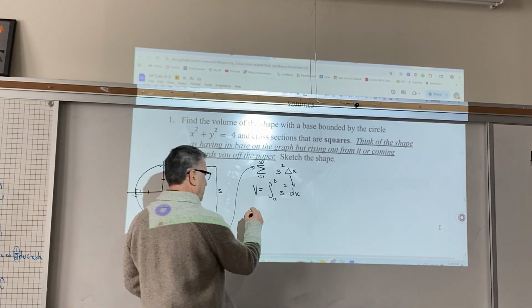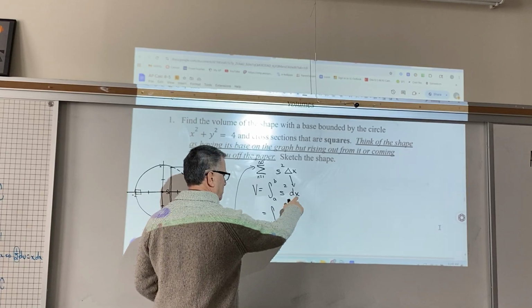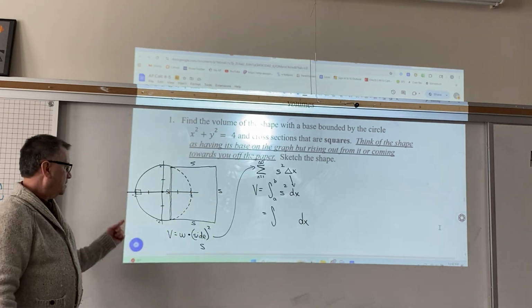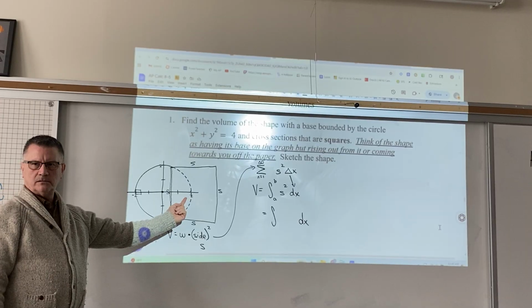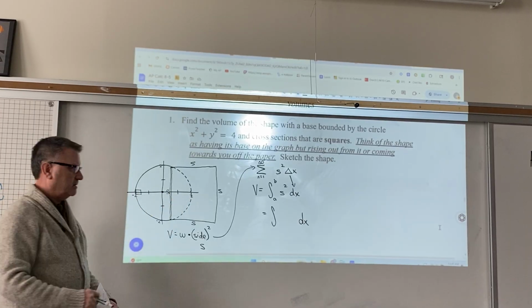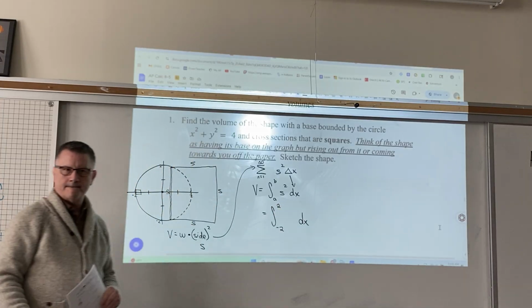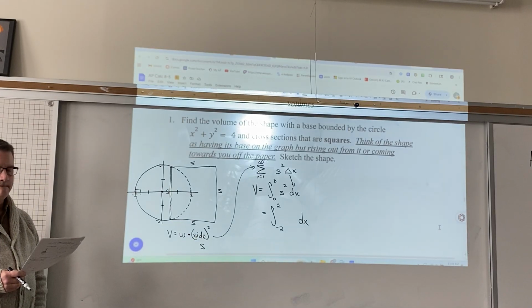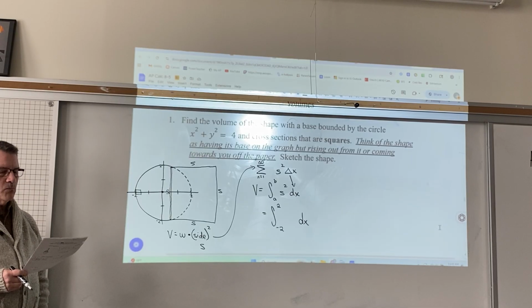And let's put in actual values for this formula. The volume will be, if I'm going in terms of x, aren't I moving from -2 to +2? From -2 to +2? Because it's a radius of 2. What is the side here?